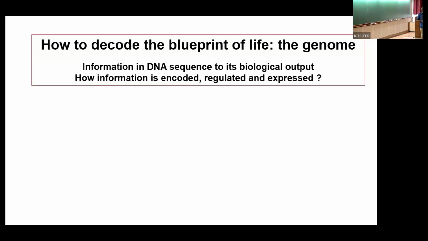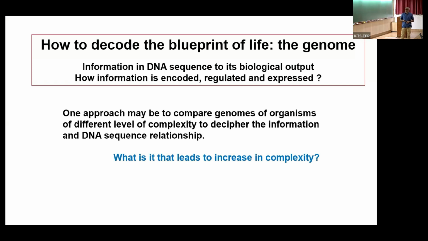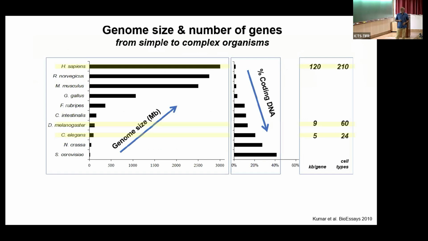As we know, the blueprint of life is in the genome, but how do we understand it? How does information in the DNA sequence lead to a biological output, and how is this information encoded, regulated, and expressed? One way of doing this is to compare the genomes of various organisms. If you know what is different in two closely related organisms, you can go to the genome and ask what has been added or deleted and try to bring the information out of that. So that's one way of trying to understand how information is coded in the genome.